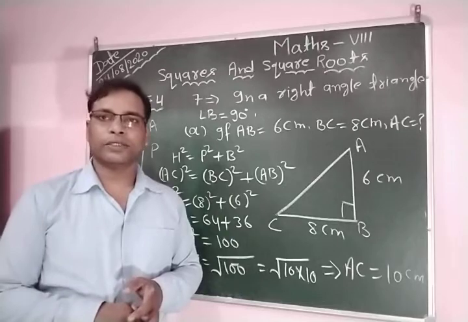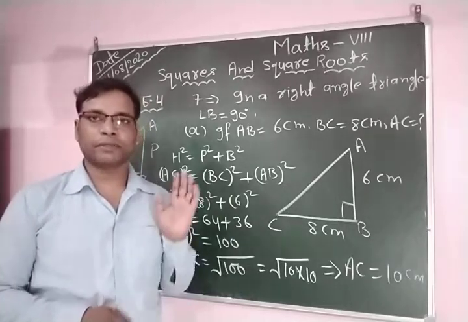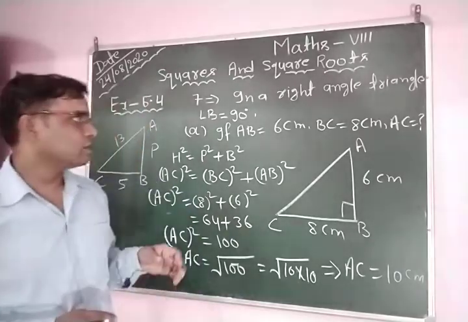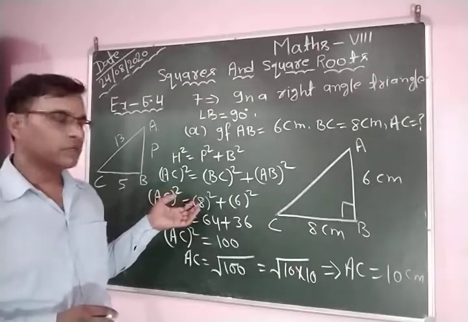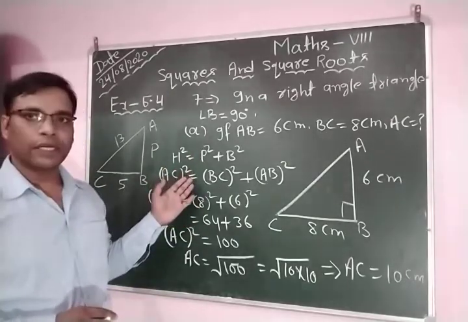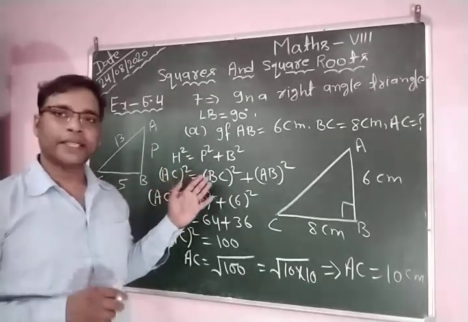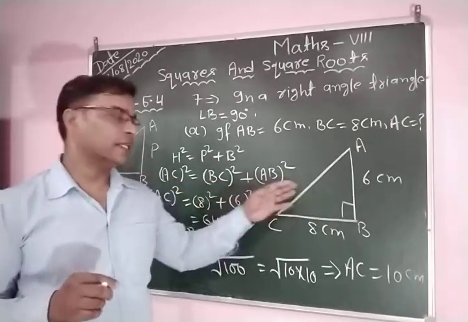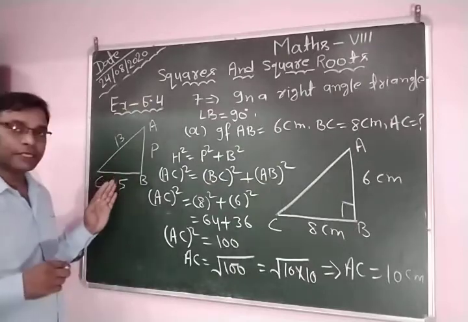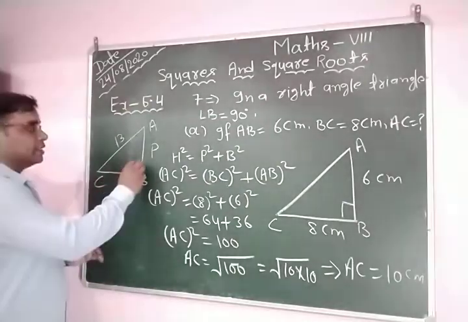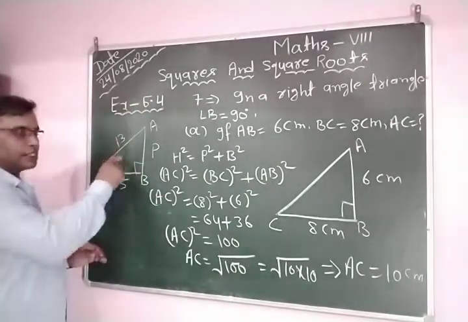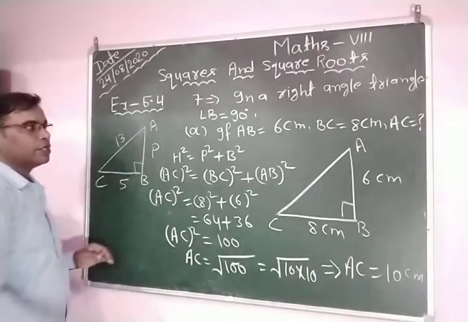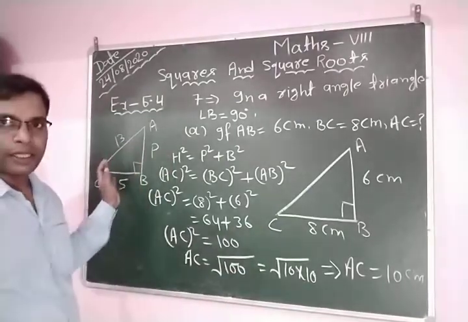So I hope all of you solved this part, and you are able to understand this question, how to find the third side in a right angle triangle if two sides are given. In this figure, this is the right angle, this is the hypotenuse, this is the base, this is the perpendicular. Use this property and solve them.